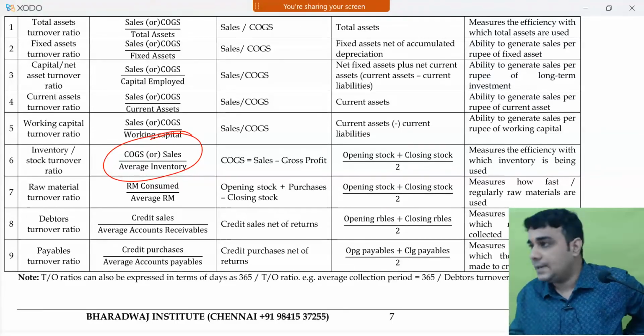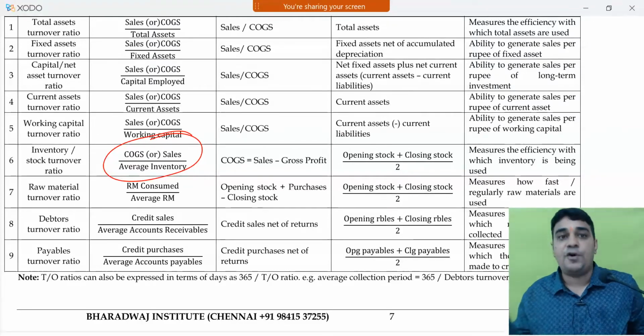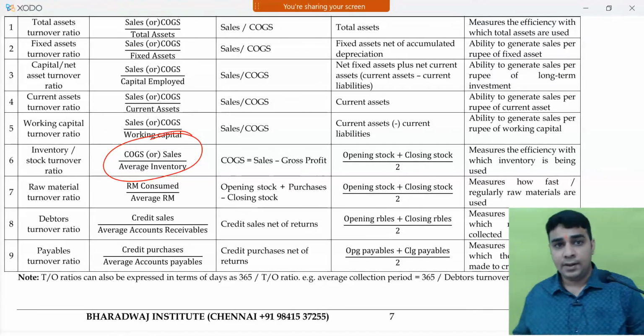This can be calculated as inventory days, debtor days, creditor days. For that, you have to do 360 or 365 divided by the turnover ratio.